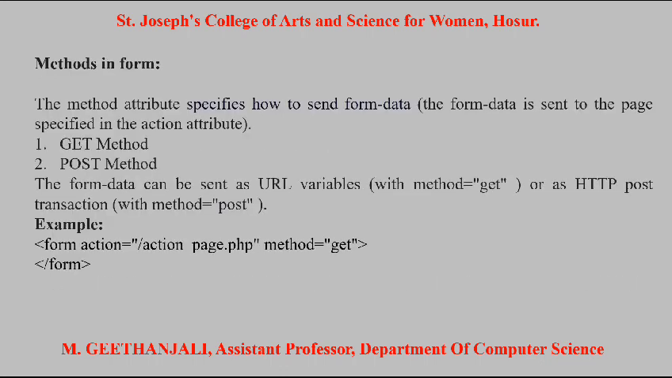Here, the methods in form. The method attribute specifies how to send the form data to the server. There are two types of method. One is the get method, another one is the post method. The get method sends data through the URL, that is with method equal to get. And for the post method, we are going to use HTTP with method equal to post. Here the example is form action equal to action_page.php. Here the method used is get.